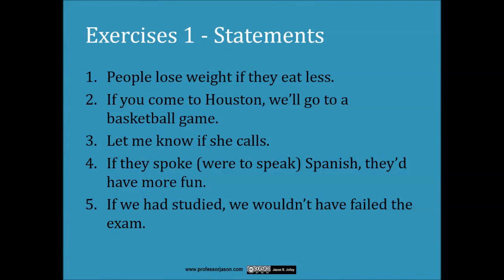All right? You ready? Okay, so here's the first slide of the exercises. Go ahead and pause it now while you work out in your mind or on paper how you'd express these ideas. And of course, when you're ready to see my version of the answers, just hit play.